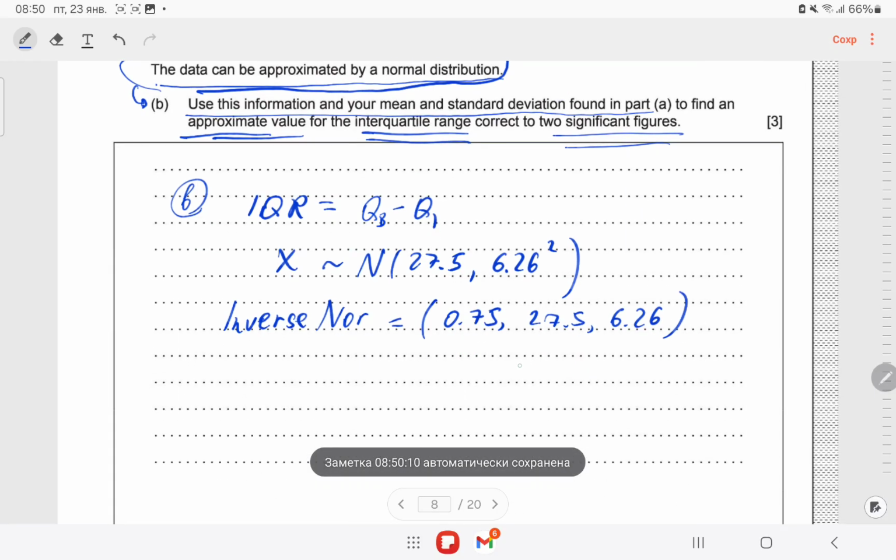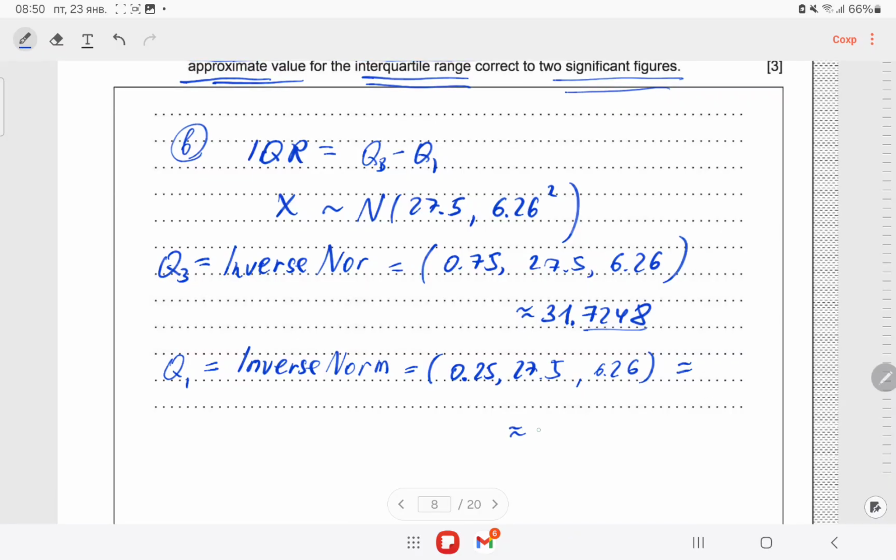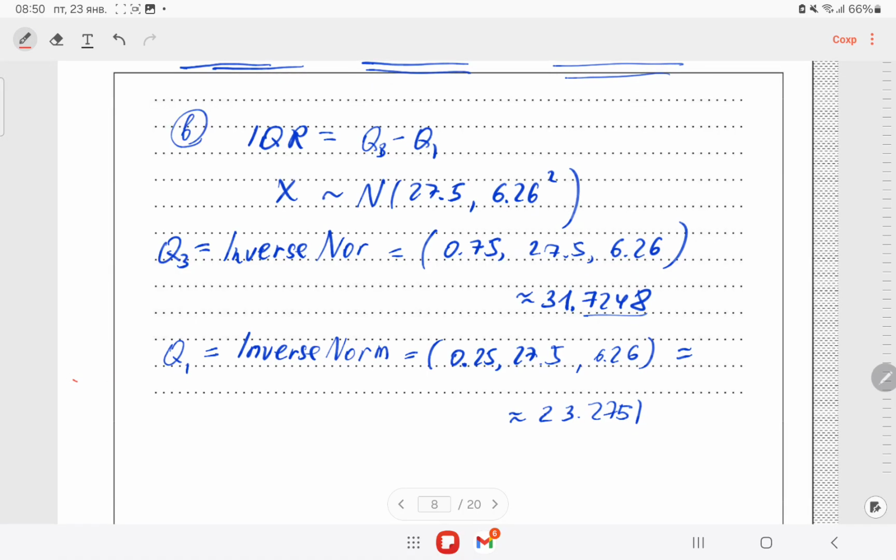And after that you will get the value of 31.77248. Let's keep five decimal places because we will use this in future calculations. So it is our value of Q3, right? The same way we will find the value of Q1. Again, it's inverse normal, and here the area will be 0.25, mean 27.5, standard deviation 6.26, and the value will be 23.2751.